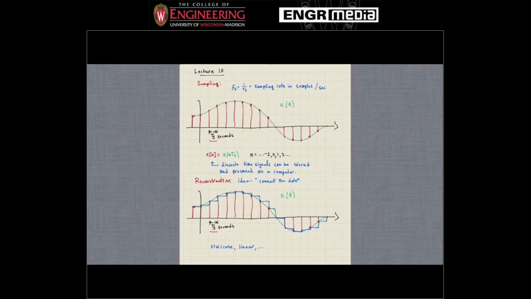One was the staircase idea, or the zero order hold, and that's where we simply hold the value at the last sample point until we get the next sample. That's plotted in blue here. And the other idea was just linear interpolation. We can draw straight lines in between the different sample points.